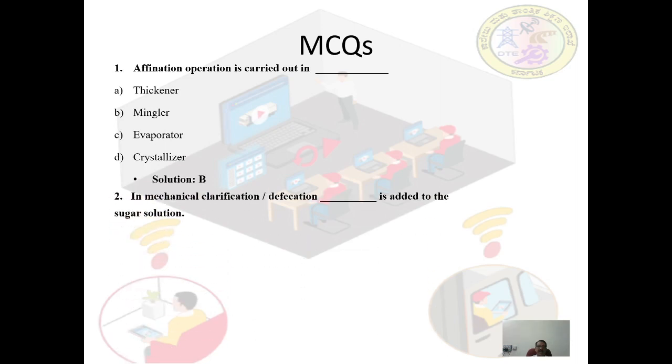Question number 2. In the mechanical clarification or defecation, dash is added to the sugar solution. Option A, bauxite. Option B, China clay. Option C, diatomaceous earth. Option D, none of these. The right answer is option C, diatomaceous earth.